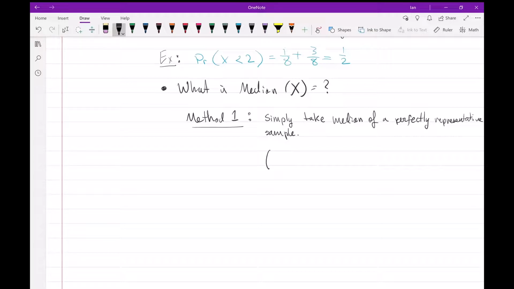So in this case, for example, we would have one 0, because there's one way of that happening, three 1s, there's 3 ways of that happening, three 2s, and then one 3. So what's important is that frequencies match probabilities.